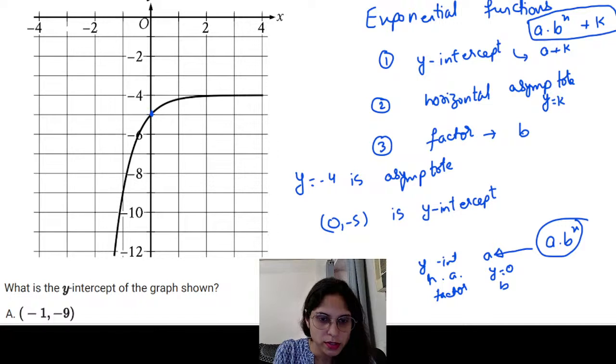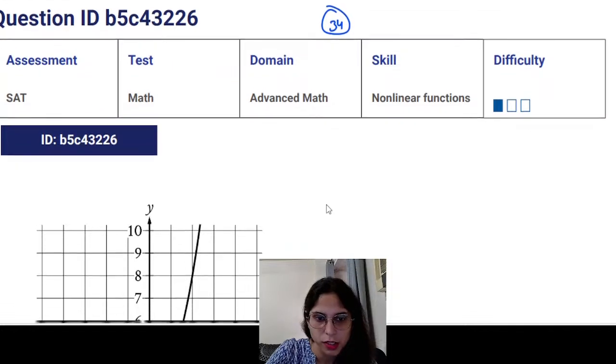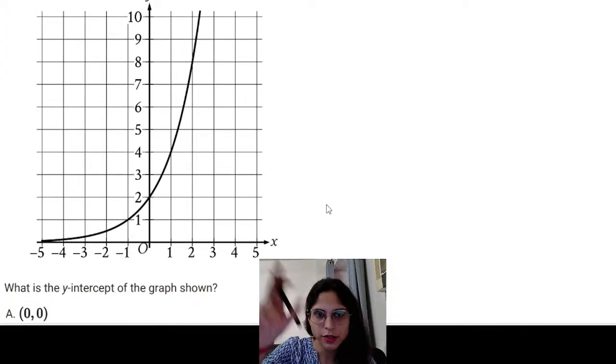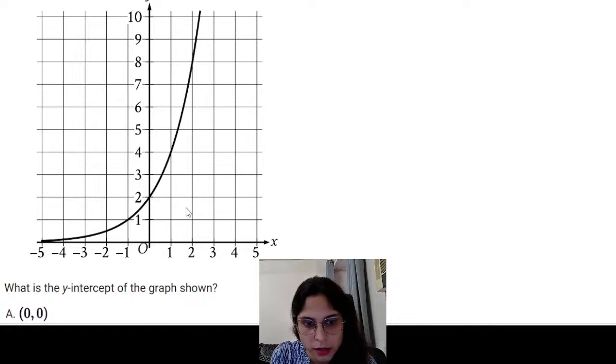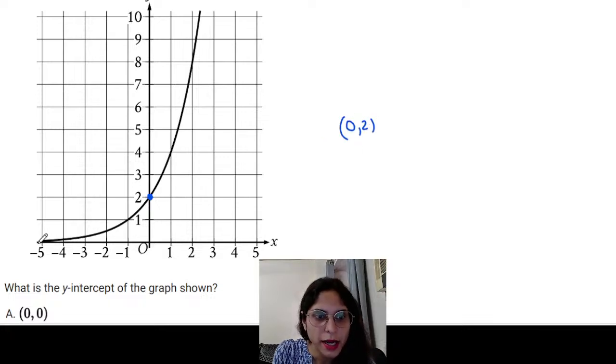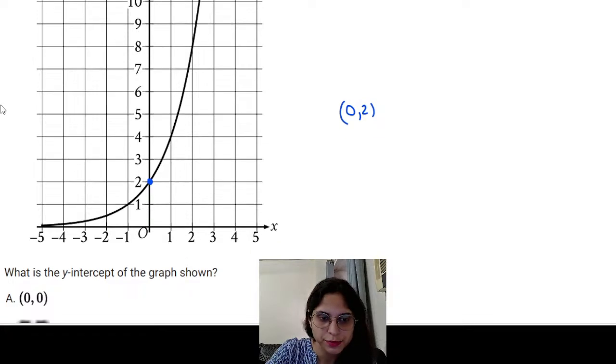The next question is question number 34, on page number 35. Over here again you can see this is an exponential, because it's just increasing. Again they're looking for the y-intercept. In easy questions they're looking for the y-intercept. This is your y-intercept, (0, 2), and y equals 0 is your horizontal asymptote. So the answer is just (0, 2).